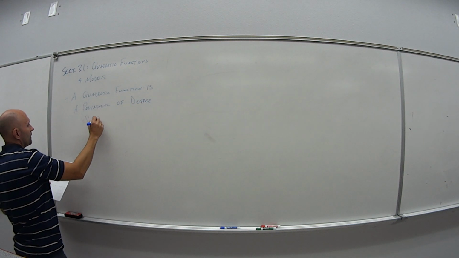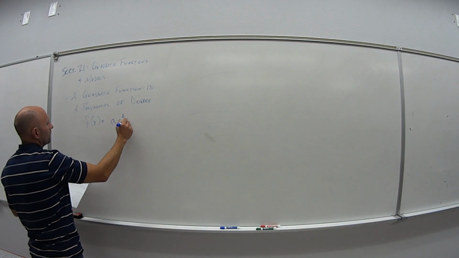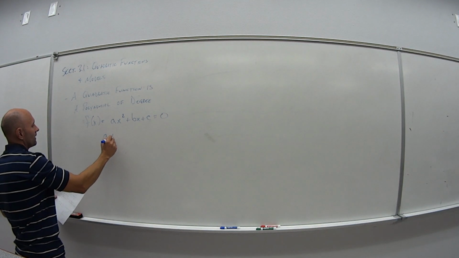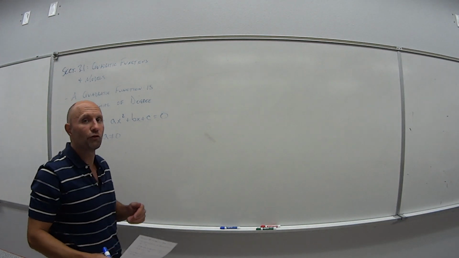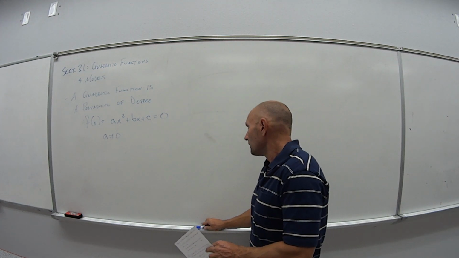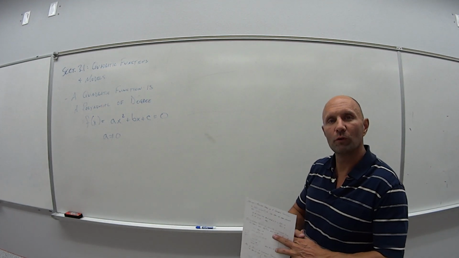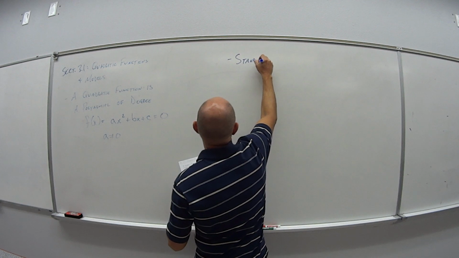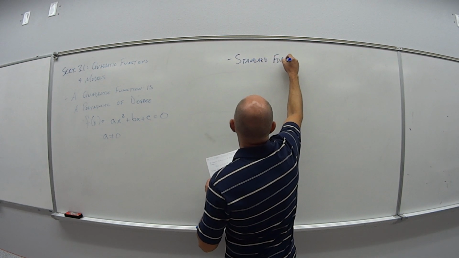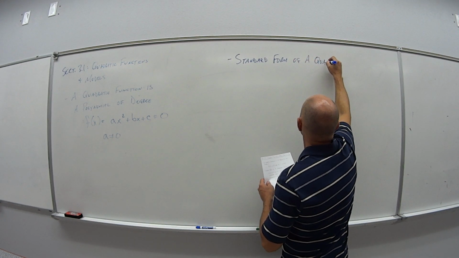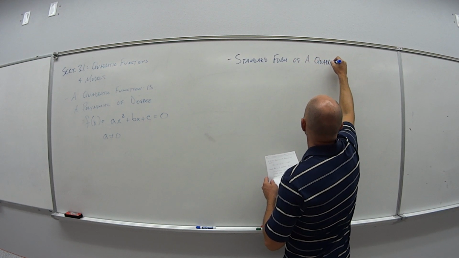For example, if we have f of x is equal to ax squared plus bx plus c, as long as a is not equal to 0, meaning that we have some x squared term there, then this is what's known as a quadratic function. We can put this function in what's known as standard form. That's our next definition here. So standard form of a quadratic function has the form as follows.